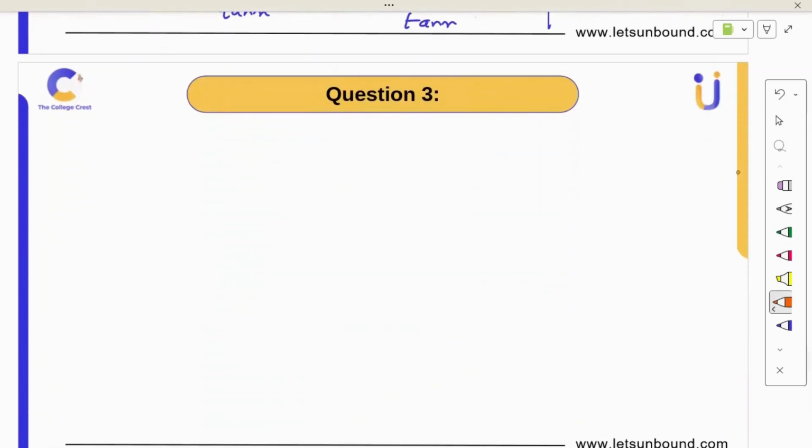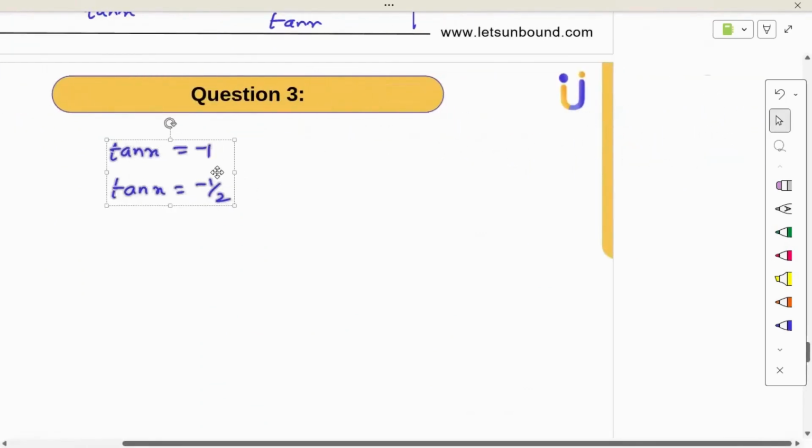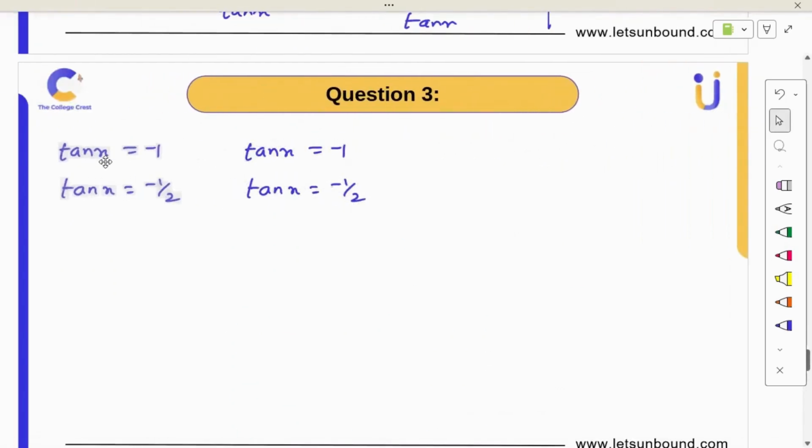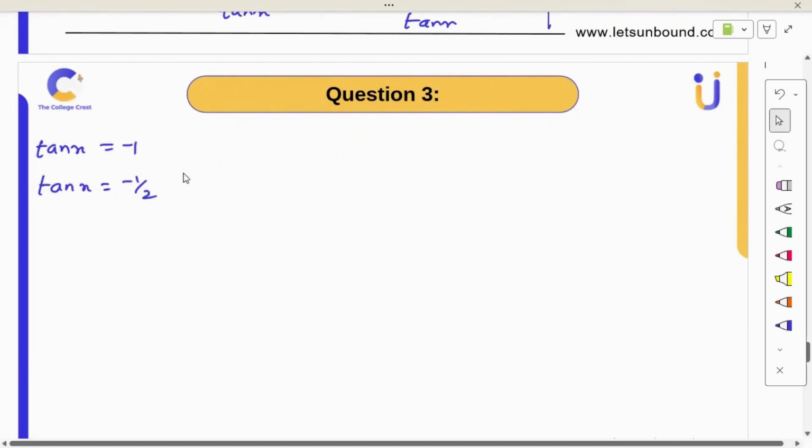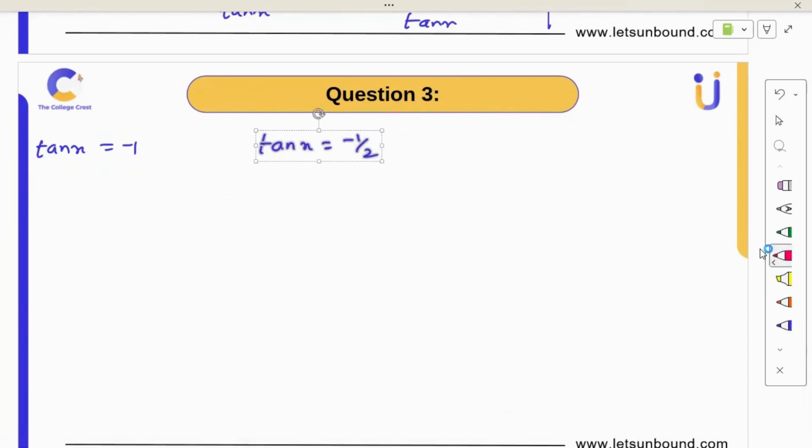Right. Now here, let's solve tan x equal to negative 1 and tan x equal to negative half. So for tan x equal to negative 1, this is my unit circle. Tan will be negative in the second and fourth quadrants, right? So tan is negative here. We'll mark this. And what is your reference angle? Tan will become 1 at pi by 4, so the reference angle is pi by 4.